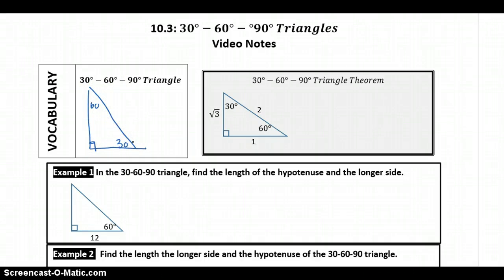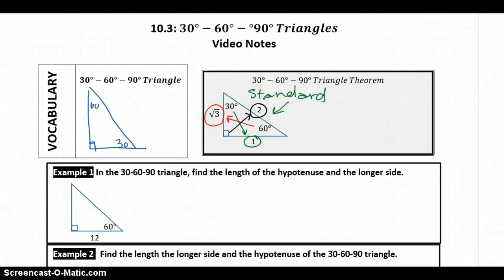And just like in a 45, 45, 90 triangle, we can start with a standard triangle, and we have a ratio that will always be the same for the lengths of the sides. So if you look at the triangle theorem for 30, 60, 90 triangles to the right, you can see in the standard 30, 60, 90 triangle, the side length across from 30 degrees is 1. The side length across from 60 degrees is the square root of 3. And the side length across from 90 degrees, or on our hypotenuse, is 2.